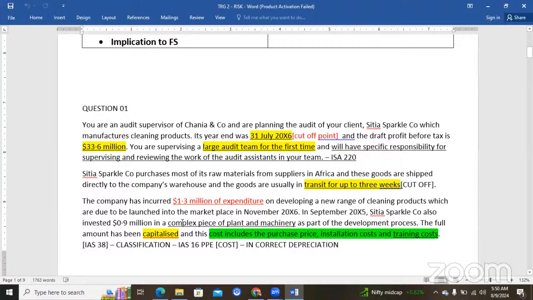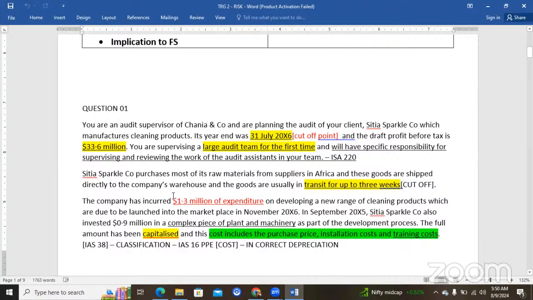Actually, here if you look at this 1.3 million incurred for developing a new product, when we are talking about development cost, there may be some research cost because the breakdown of 1.3 million is not given. So this 1.3 million comprises what type of expenditures? I don't know. Therefore, the breakdown of this 1.3 million is important.